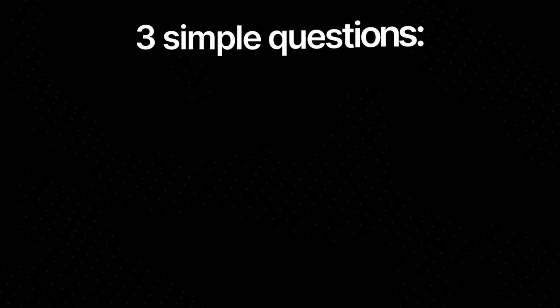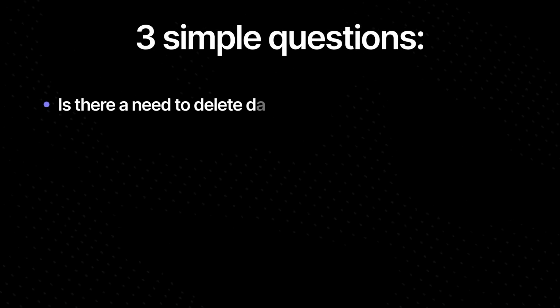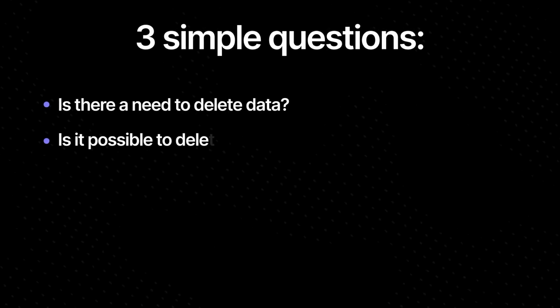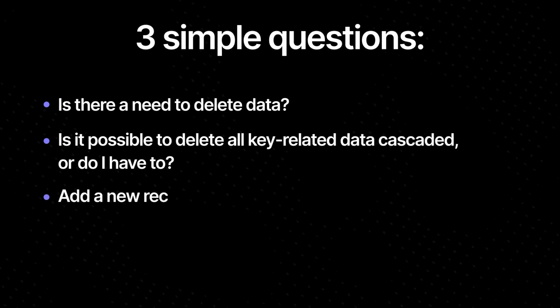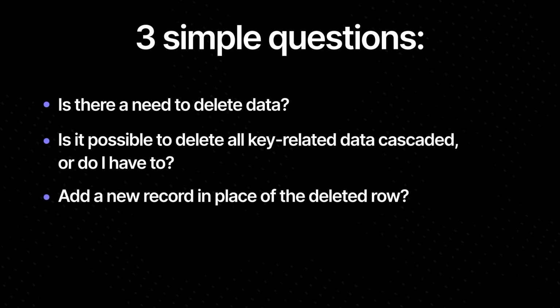And as always, there is one major catch. Since you will definitely want to link the data using keys, think about data updates and don't shoot yourself in the knee by simply deleting data. First, ask yourself, is there a need to delete data? Is it possible to delete all key-related data in a cascade, or do I have to add a new record in place of the deleted row? Don't get ahead of yourself and think about it ahead of time.